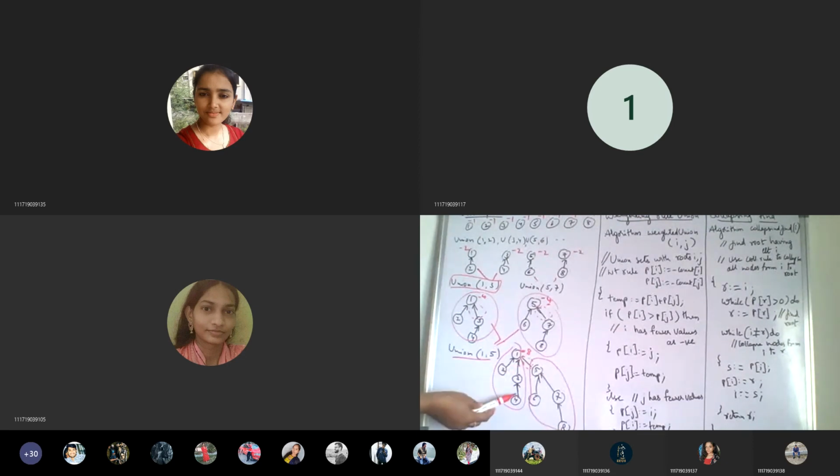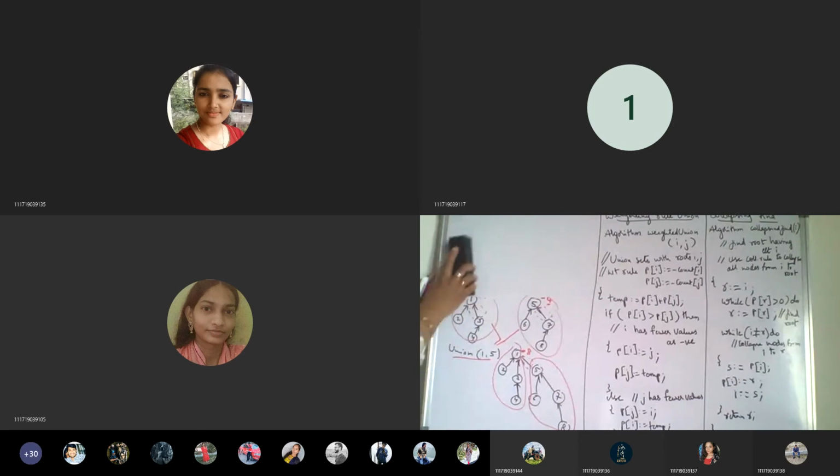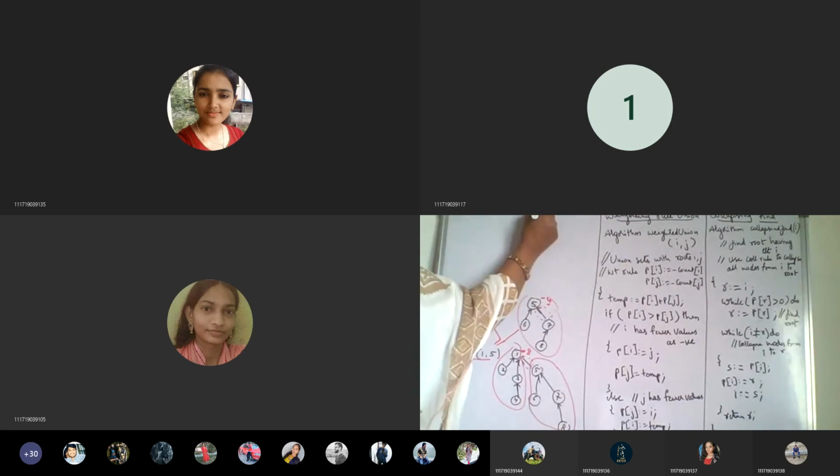And how many nodes are there? 1, 2, 3, 4, 5, 6, 7, 8. So minus 8. Okay, so that is how we are going to write. This is what we call the weighing rule and the union here. So let's see the example or the algorithm. Let me rewrite this thing.